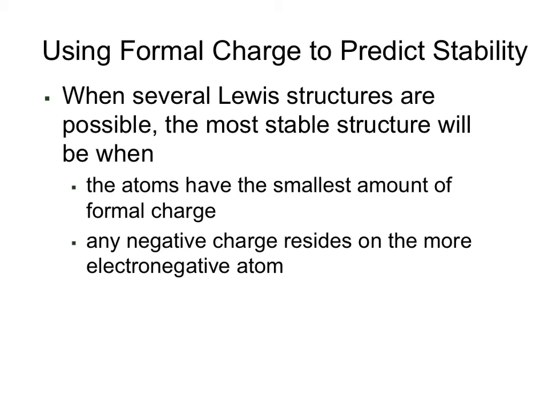One of the ways that we evaluate Lewis structures is by the use of what we call formal charges. And so when several Lewis structures are possible, the most stable one will be the Lewis structure that has the smallest amount of formal charge and the one that places any negative charges on the more electronegative atom. And so in this video, we're going to explore how to calculate the formal charges, giving us a way to evaluate the validity of our Lewis structure.